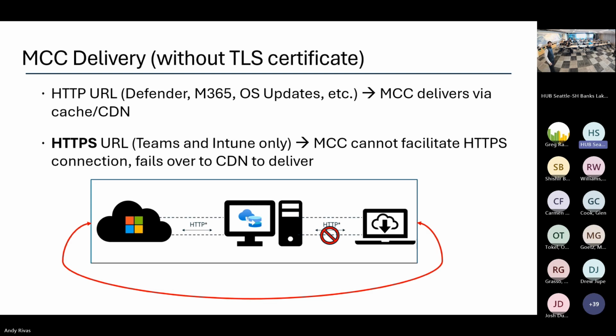So, quick overview of how it works. Andy already showed this diagram. I've edited it slightly to show how it works when an HTTPS URL is requested without a TLS certificate set up. The good news is if you're not requesting Teams and Intune content, you'll still be able to deliver via HTTP. This diagram shows that if you request the Teams content today, it will just fail over to CDN and CDN will deliver. Your delivery will still work. It's just dependent on the source of where you get it from.